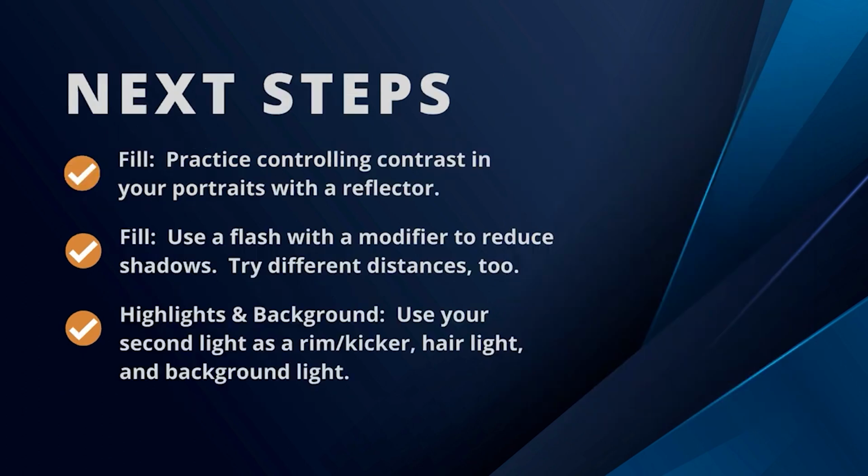So for your next steps, I recommend that you start with fill lighting, okay? And practice controlling contrast in your portraits with a reflector first, and then move on to using flash with a modifier to reduce those shadows. Try using different distances too so that you can really get a feel for how distance affects intensity of that light on your subject. Start learning how you can use that second light to create highlights and background illumination. Use your second light as a rim or kicker. Try it out as a hair light, and definitely experiment with a second light on your background.